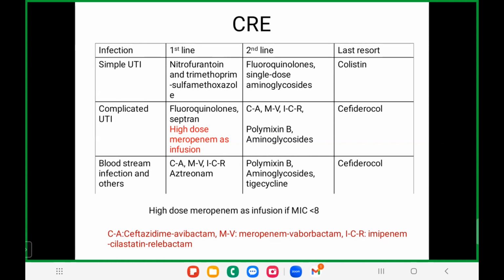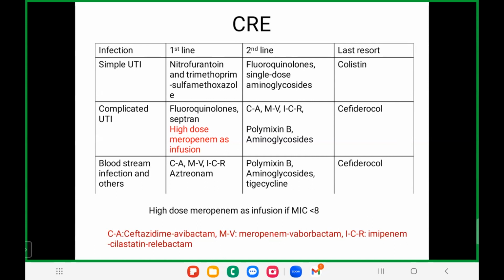So there, the first choice is you need to go for newer antibacterials like ceftazidime avibactam, meropenem vaborbactam, and you can add azithromycin to that. The next choice we have is polymyxin B, tigecycline, and aminoglycosides, and they are the second line. You cannot use them as first line.